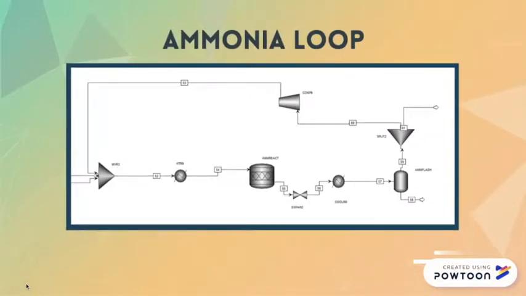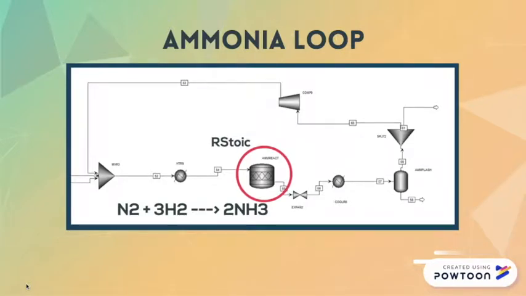For the ammonia loop, all the streams that go into it are pressurized to 200 bar, then heated up in stream 52 to 450 degrees Celsius. This temperature and pressure are chosen to get a conversion of 40% as the reaction reaches an equilibrium. In the reactor, 3 moles of hydrogen react with 1 mole of nitrogen to give 2 moles of ammonia. RStoic is the model chosen to simulate the reactor, as the stoichiometry, the molar extent and conversion are known.